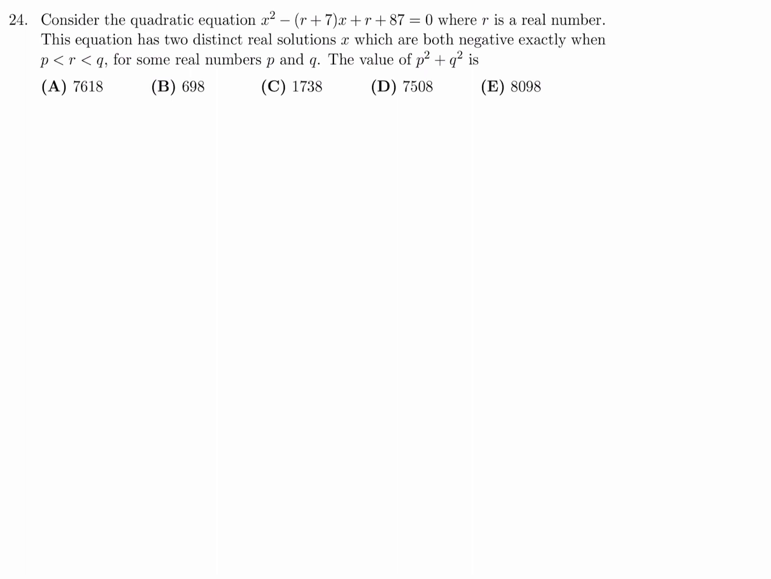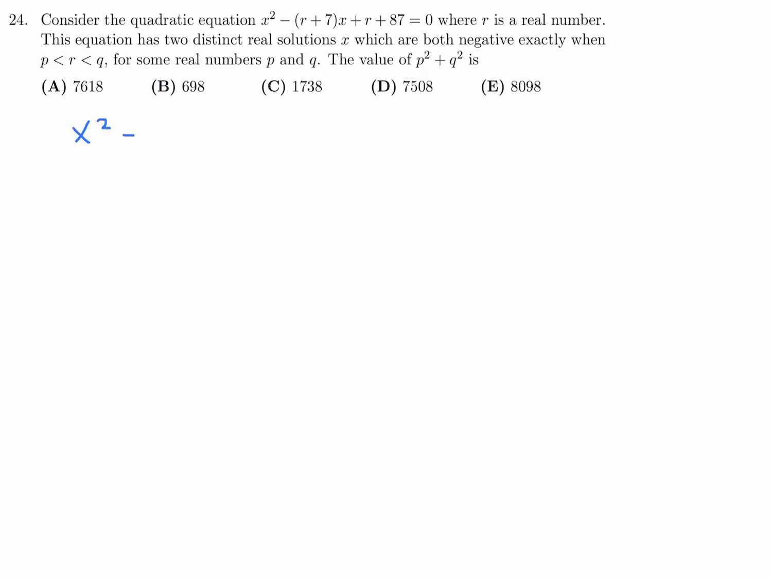Consider the quadratic equation x² − (r + 7)x + r + 87 = 0, where r is a real number. This equation has two distinct real solutions x, which are both negative exactly when p is less than r, which is less than q, for some real numbers p and q. The value of p² + q² is?